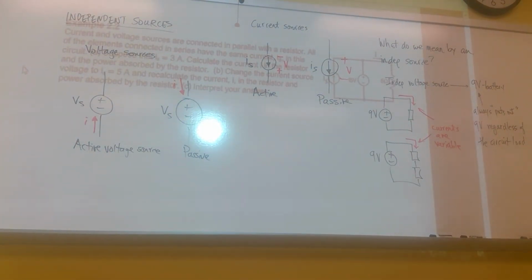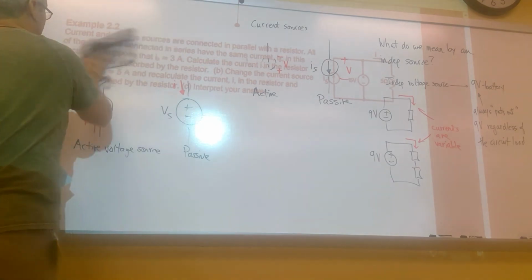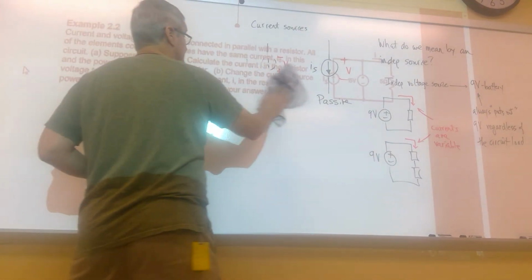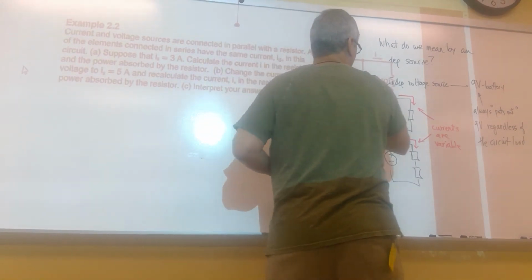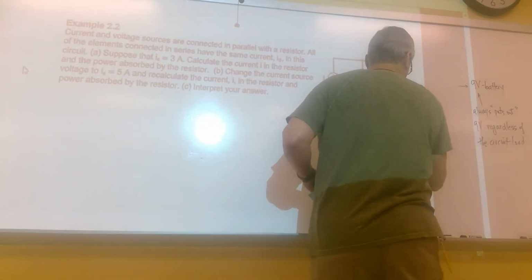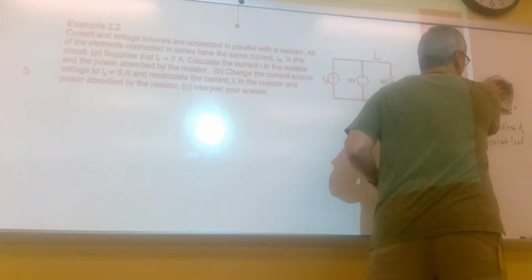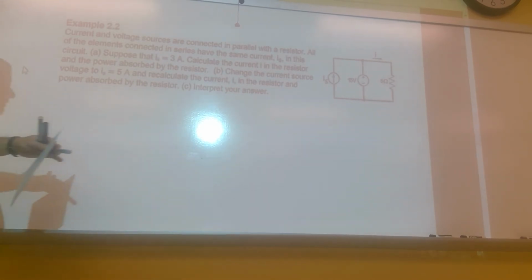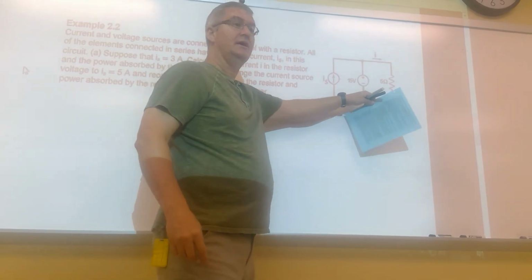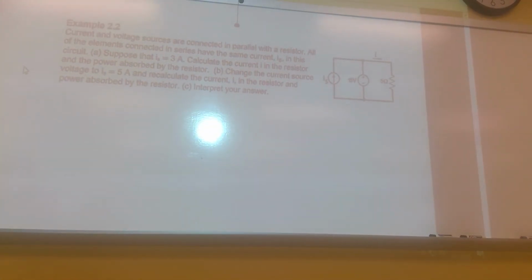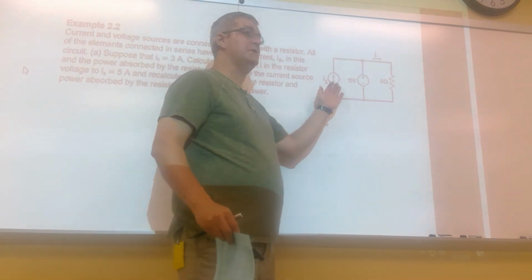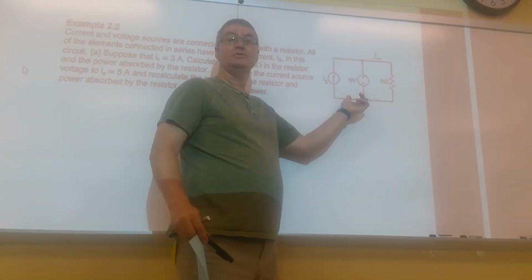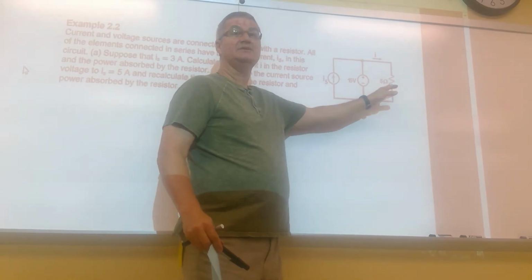So look at this circuit here. I think this is a really good example. Okay, what you have here is a current source, a voltage source, and a resistor. And one of the things we want to remember is that anytime I have parallel elements, they have to have the same voltage. So if this is 15 volts, that's 15 volts, that's 15 volts.